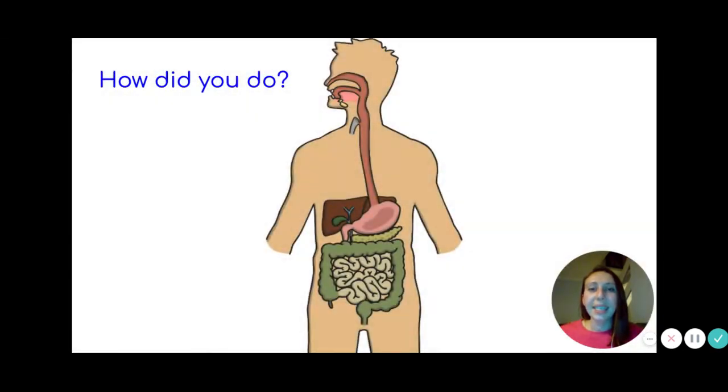Here it is. This is the completed digestive system. How did you do? We can see that there are lots of different parts that make up our digestive system. These organs work together as a team, producing enzymes that break down the food and allow our body to absorb all of the nutrients and vitamins that we need to survive.